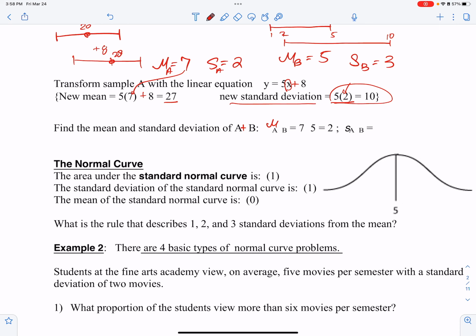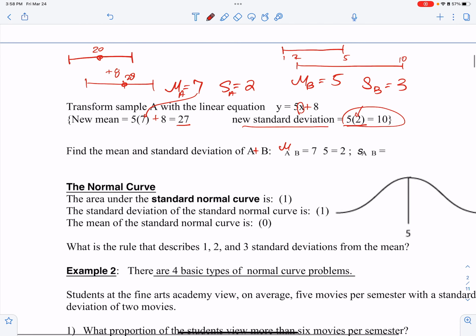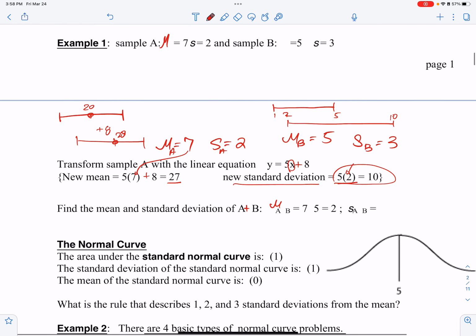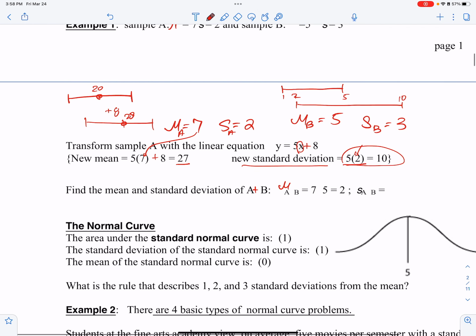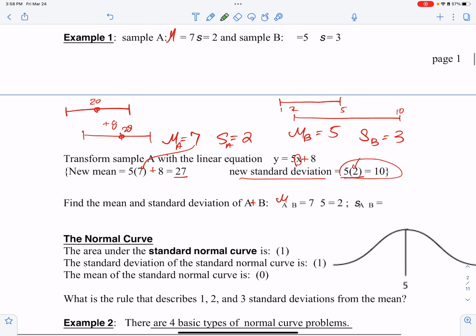Oh, and not everything is on here. Let's just make some numbers up. I believe it's using the same numbers that I just used, but now we're going to add A plus B.